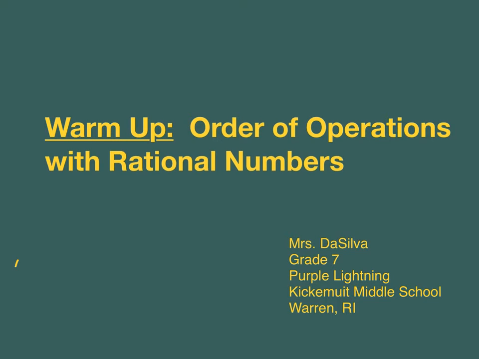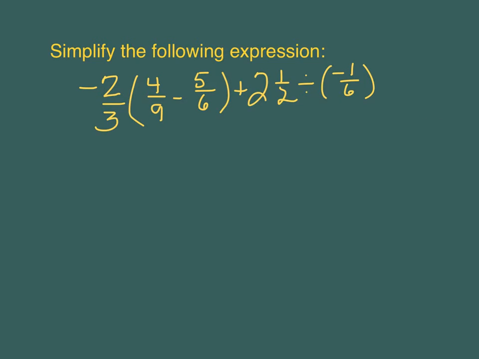Today's warm-up has us applying the rules of the order of operations and using rational numbers. Now for this one, all of our rational numbers are fractions, but we've got those negative and positive fractions in there. So when I look at this, I know the very first thing I need to do is this expression inside the parentheses right here.